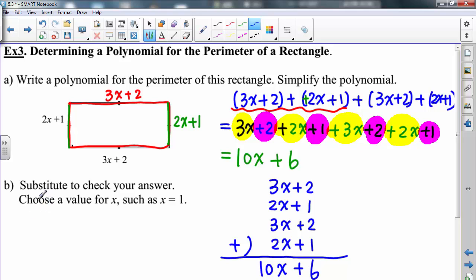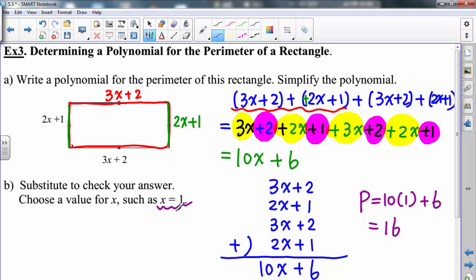Okay, let's substitute to check your answer. Choose a value for x such as x equals 1 to check if my adding result is correct. So based on my adding result, when x equals 1, that means I substitute 1 in for x. So my perimeter when x equals 1 is 10 times 1 plus 6. 10 times 1 is 10. 10 plus 6 is 16.